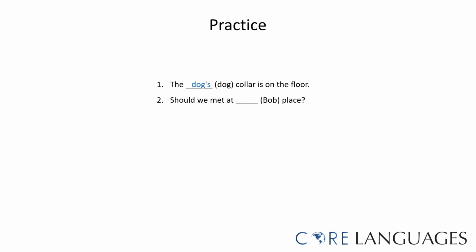Should we meet at Bob place? Bob is a single person. His name ends on B, so we use apostrophe S and say Bob's. Should we meet at Bob's place? Have you heard a lion roar? Lion is a singular noun, so we use apostrophe S and say lion's. Have you heard a lion's roar?